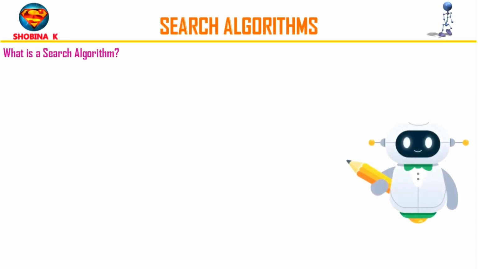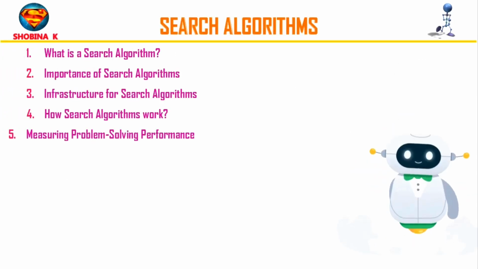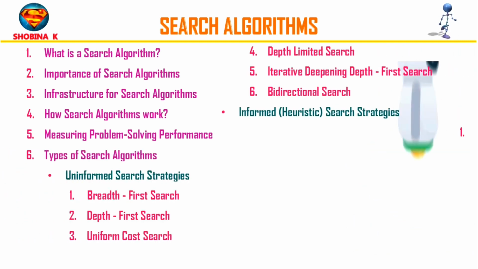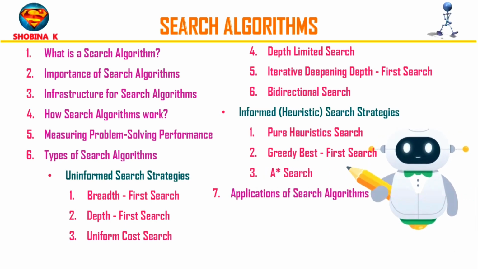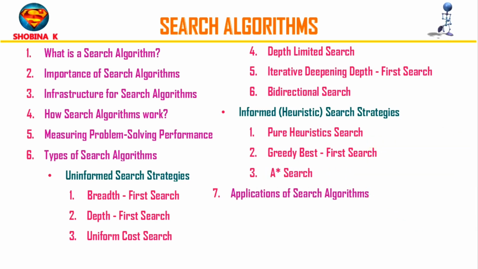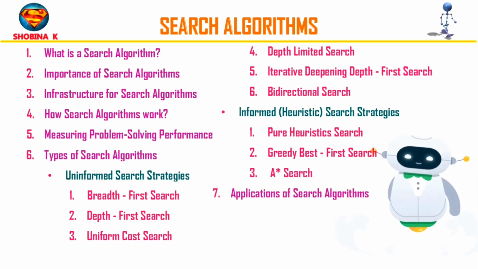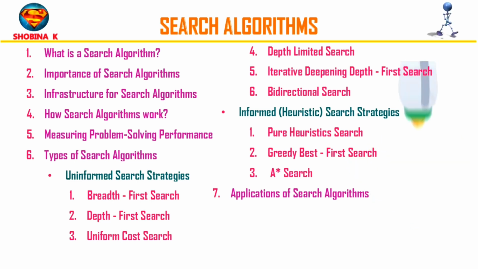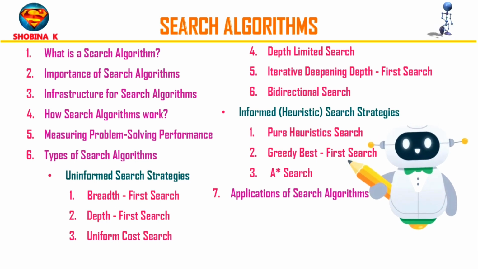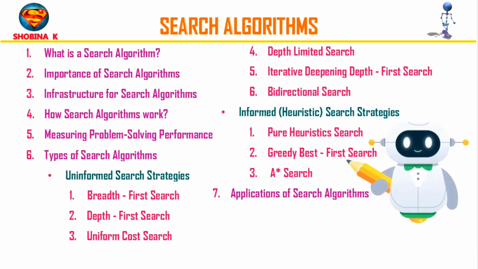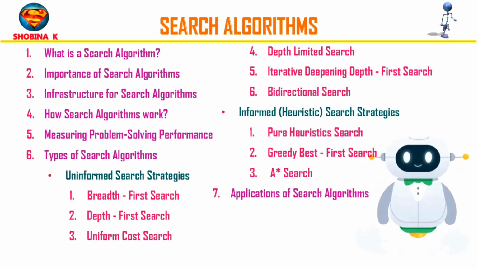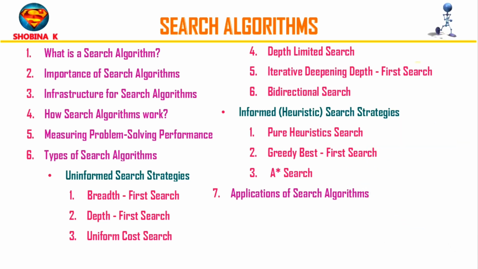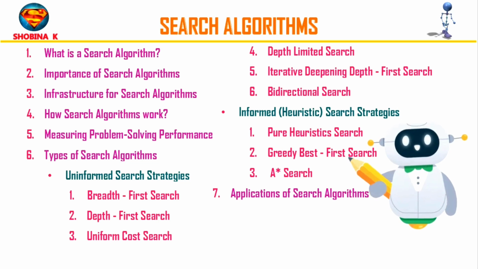So before we begin the session, let's look at the agenda. First, we will understand what is search algorithm. Then we will talk about the importance of search algorithm. Next, we will see the search algorithm's infrastructure. And then we will see how the search algorithm works. Once this is done, we will look at how to measure the problem solving performance. Then we move on to the classification of search algorithms in detail. In that, we will identify the popular search algorithms in AI. And finally, we will end the session by looking at the applications of search algorithms.